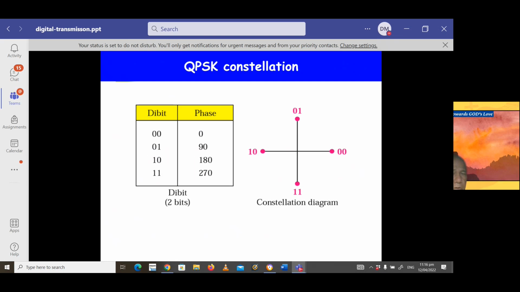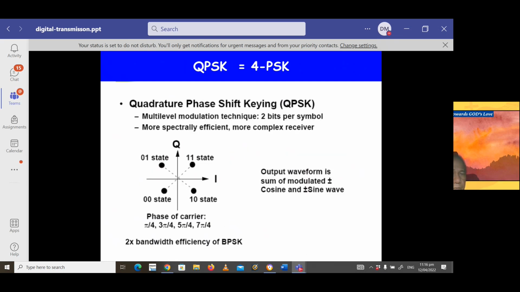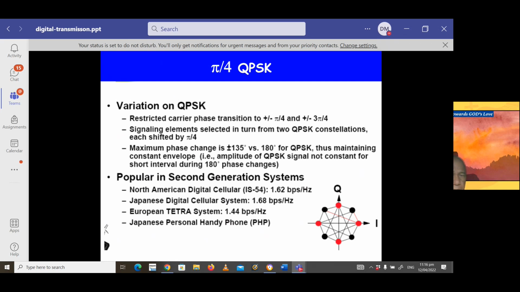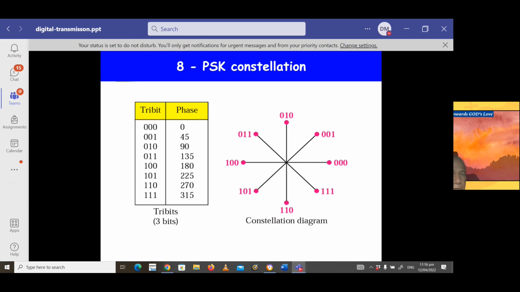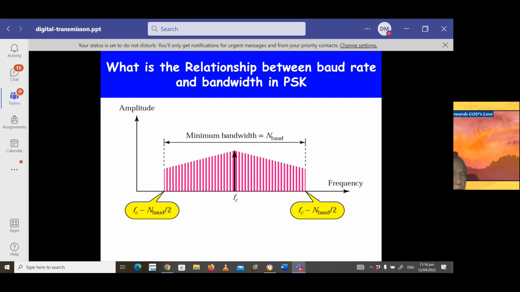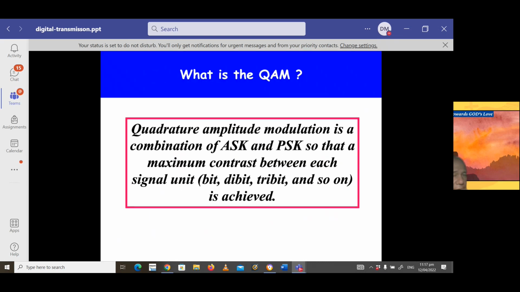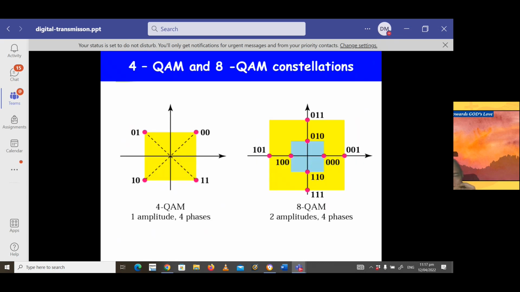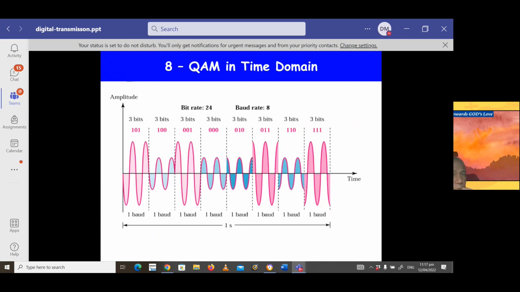And then you have quadrature 4, and 8, I think: 2, 4, 6, 8. But it was modified into QAM technology. QAM stands for quadrature amplitude modulation. It is a combination of ASK and PSK so that the maximum contrast between each signal, bit by bit, tri-bit, and so on, is achieved. So you have 4 QAM, 8 QAM, 16 QAM, 32 QAM, 64 QAM, 128 QAM, 256 QAM, 512 QAM, 1024 QAM, and 2048 QAM.